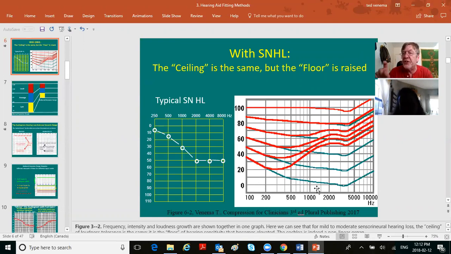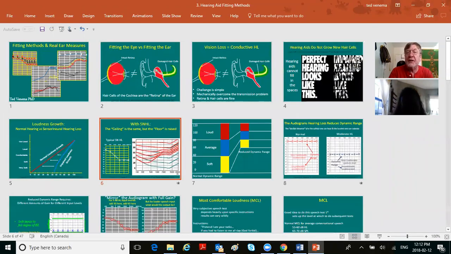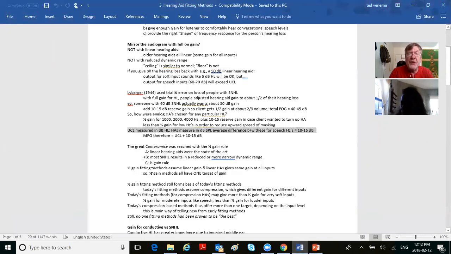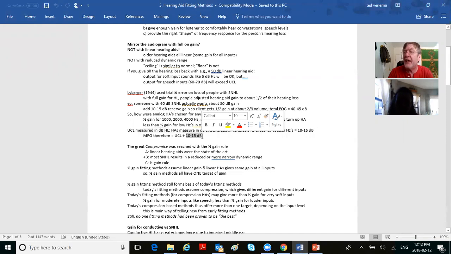that average difference. And so that is why Berger said, let's make sure that for UCLs, we're going to add about 10 to 15 dB to change HL into SPL. It's because of that difference. So if your UCL was 100, you'd choose a maximum power output of about 110, 115. If your loudness discomfort was 90, then you'd choose a maximum power output of 100 to 105.